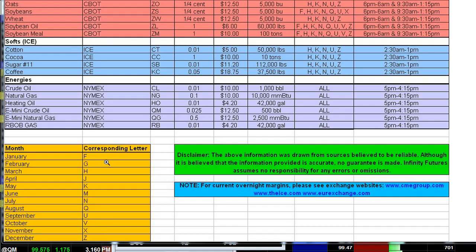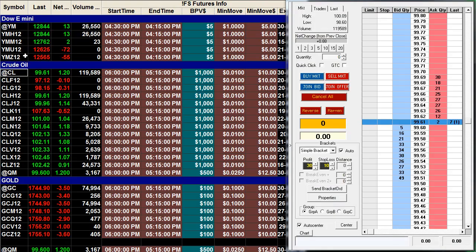I have no clue who came up with the symbols, but anyway, those are the ones that you need to know about, and that trades the CL and also the QM. So the E-mini and the big contract trade all of these months. Now, you'd also need to know how they trade. So what are the contract specifications? Now that you know they trade every single month, how do they actually trade?